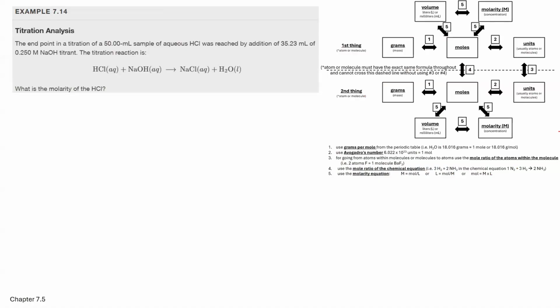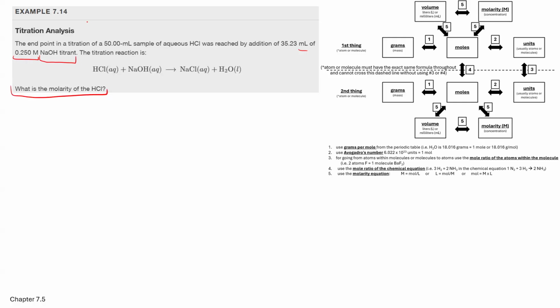The end point in a titration of a 50 milliliter sample of aqueous HCl was reached by addition of 35.25 milliliters of 0.250 molar sodium hydroxide titrant. That's a very, very complex question and statement, right? Or that's just a statement. The question is, what is the molarity of the HCl?